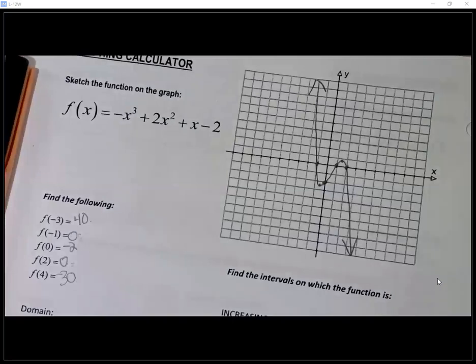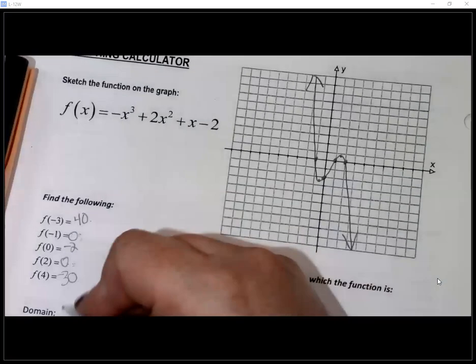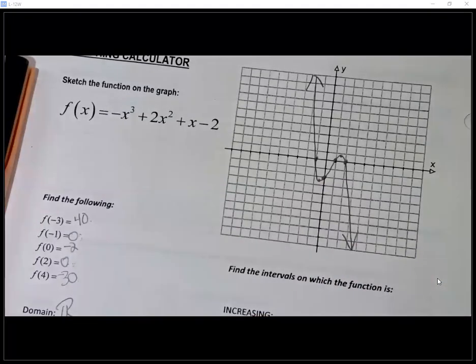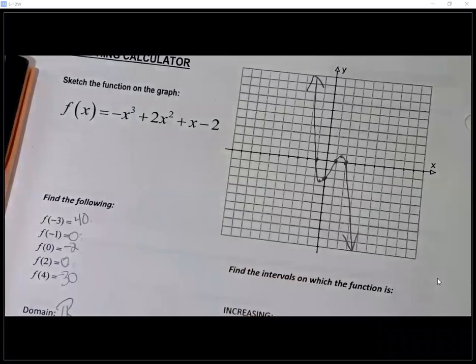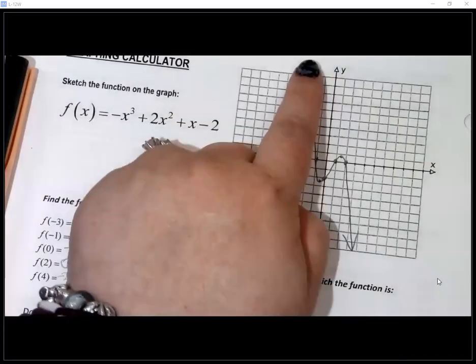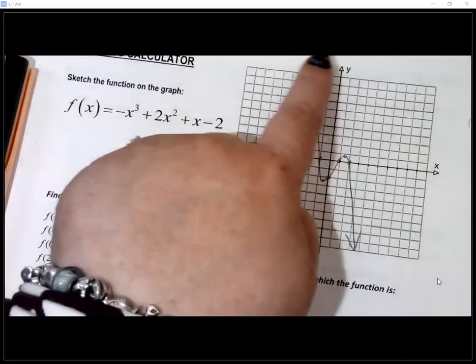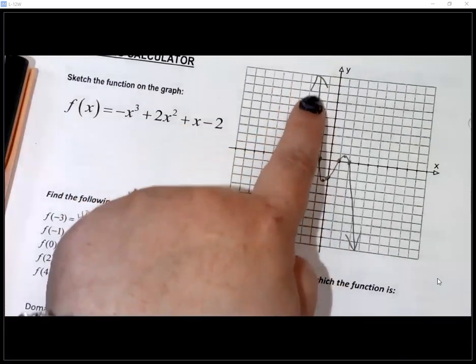Domain, what is it? All reals. Range, what is it? Also all reals. Well, that's easy enough. Now I ask you, where is this thing increasing? Remember, we're tracing it with our finger as you go from left to right. Where your finger goes upwards, that's where it's increasing.